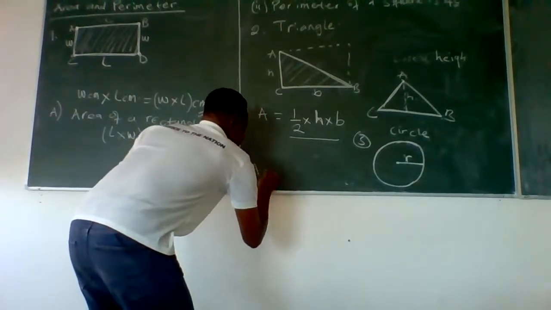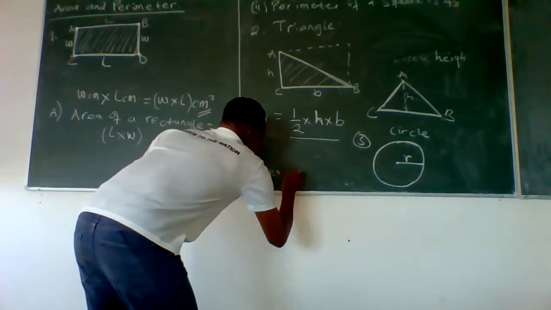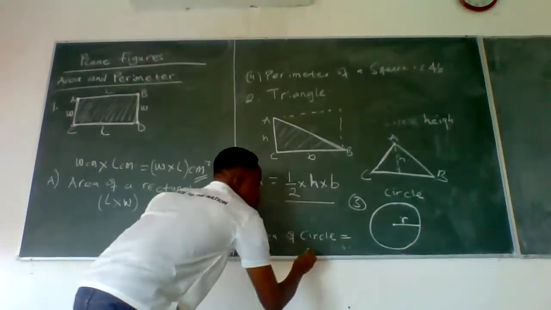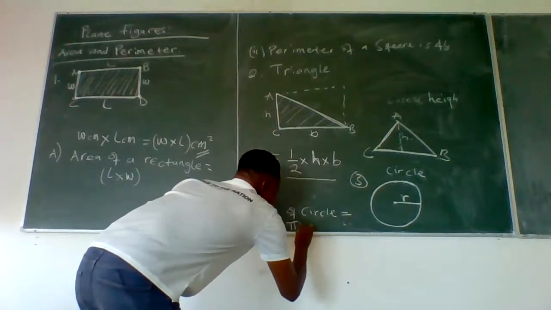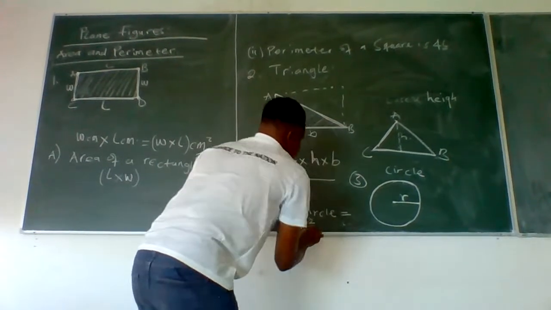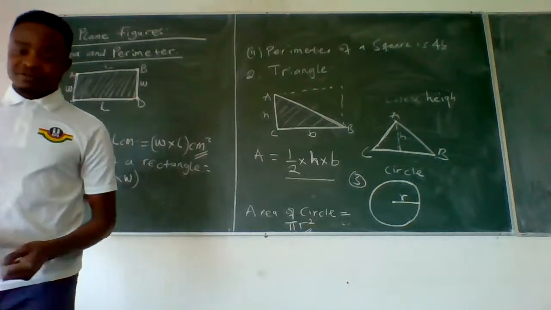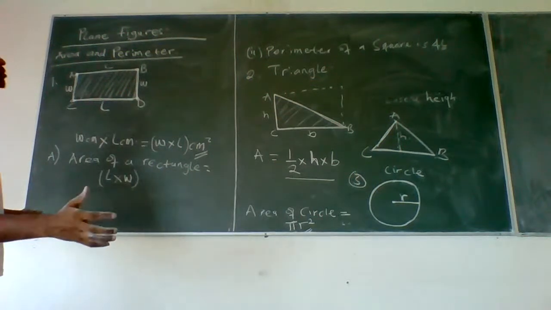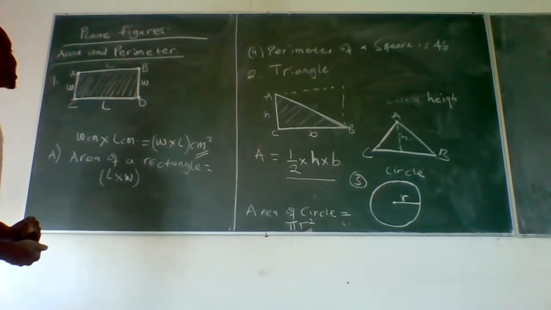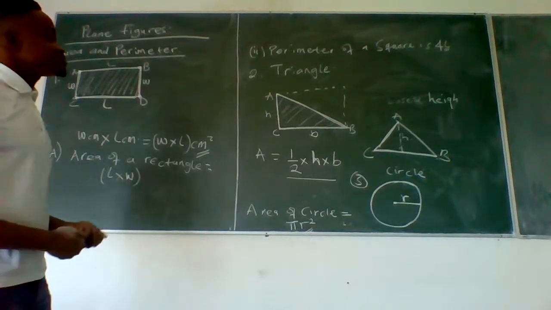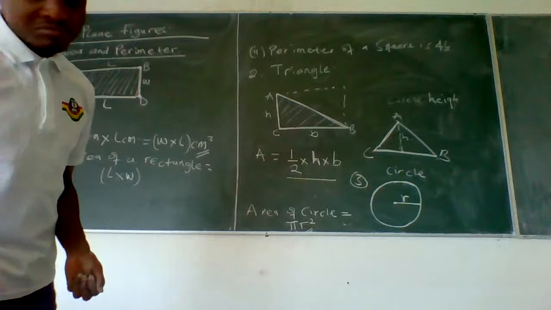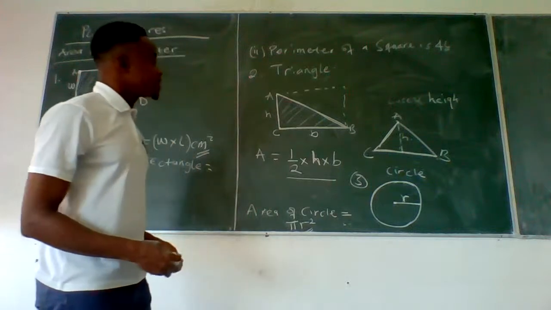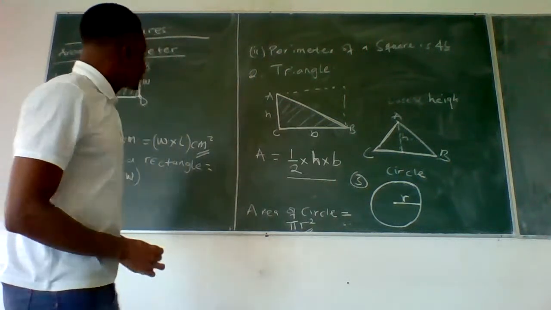So the area of a circle will be equal to pi r squared. It should be in your mind that the area of a circle is pi r squared. So these are some of the basic plane figures that you may come across. Maybe next week I will consider other forms of plane figures. So let's pick one or two examples and look at how it works.